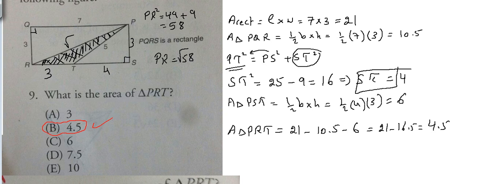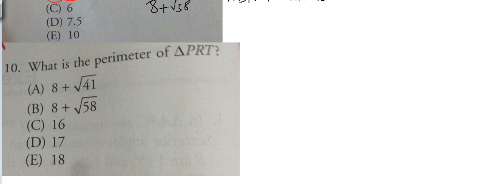Now, if this is radical 58, what is the perimeter of triangle PTR? It's the sum of the sides, so it's 3 plus 5 plus radical 58. And the answer is 8 plus radical 58. And the correct answer will be part B, 8 plus radical 58. And that's it.